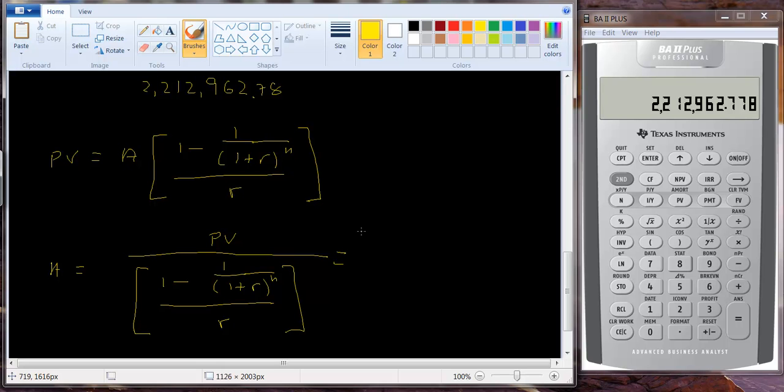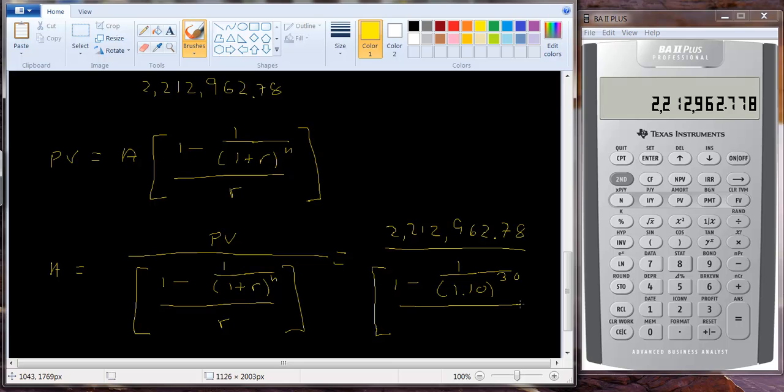And so let's just substitute in what we have. We know we have up here $2,212,962.78. And down here we're going to have 1 minus 1 over 1.10 raised to the 30th power. Remember, it's 30 years that you'll be withdrawing this money, all divided by 0.10.